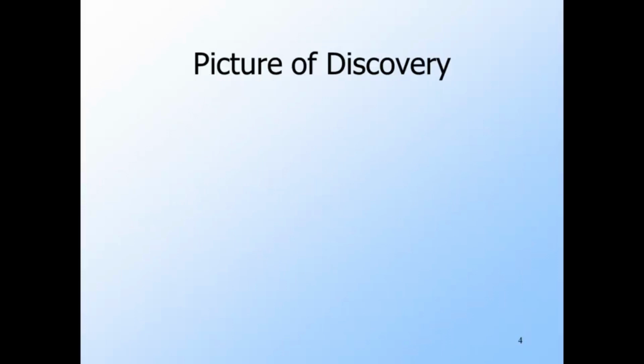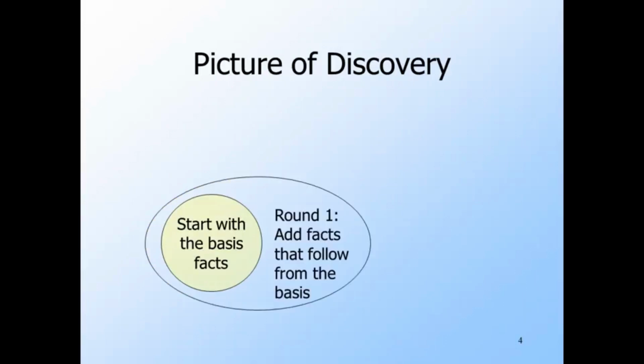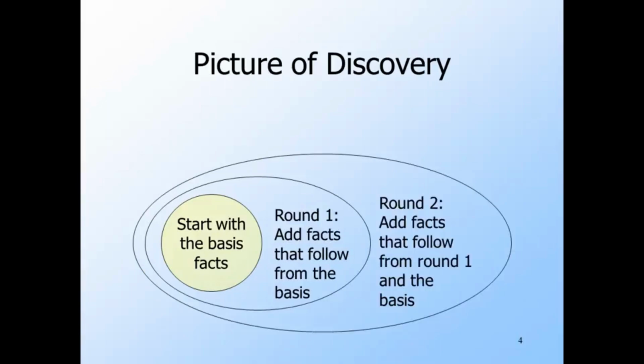Here's the image of discovery algorithms we should keep in mind. Okay, we start with some facts that you get from the basis. We expand the set of facts you know by using the basis facts. This is the first round. For the second round, we expand the set of known facts further by using both the basis facts and the facts you discovered at round 1. You keep going until at some round you have no more facts that can be discovered.